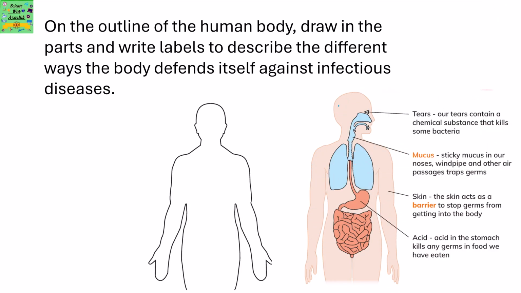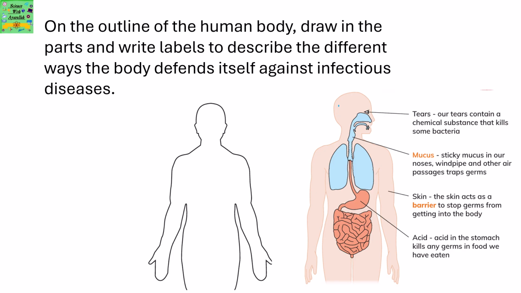On the outline of the human body, draw in the parts and label the diagram to describe the different ways the body defends itself from infectious diseases. The first is tears. Our tears contain a chemical substance that kills some bacteria. Mucus. Sticky mucus in our noses, windpipe, and other air passages traps the germs.